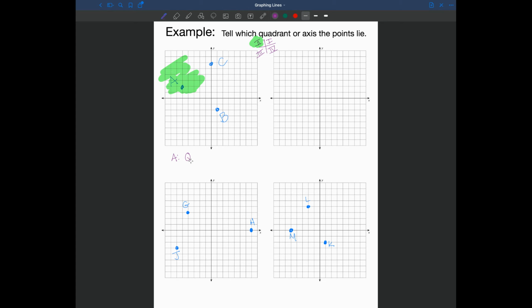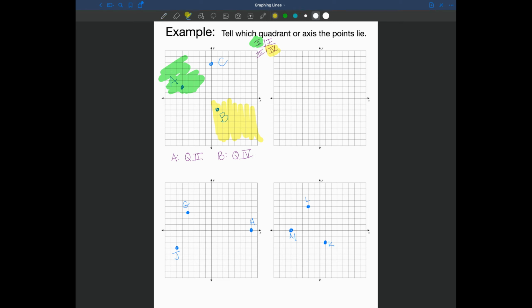Now remember, you can write it with the Q and then the Roman numeral 2, or you don't need to include the Q. So my next point that I have is point B. I want to find out where point B is. Well, point B is right here. So that corresponds right here with quadrant 4. So point B is in quadrant 4.